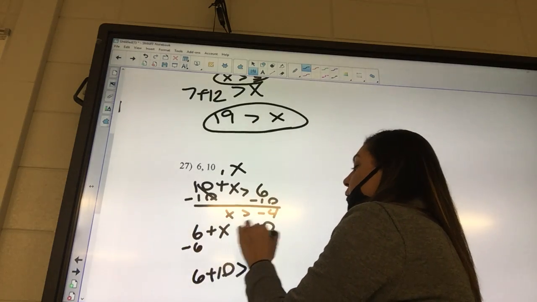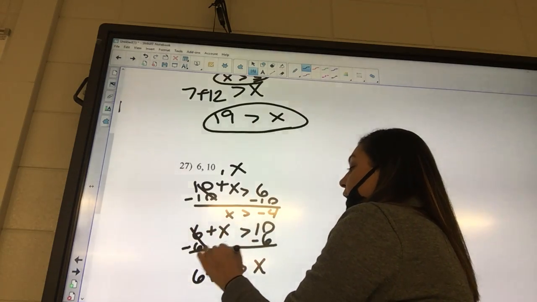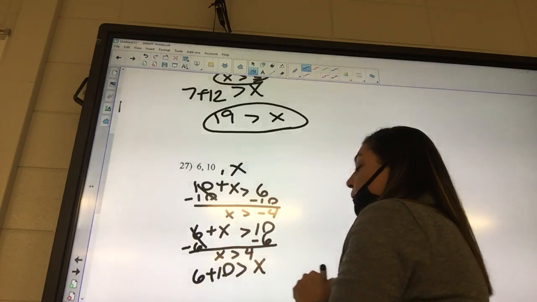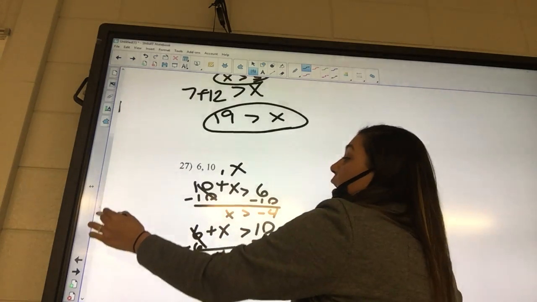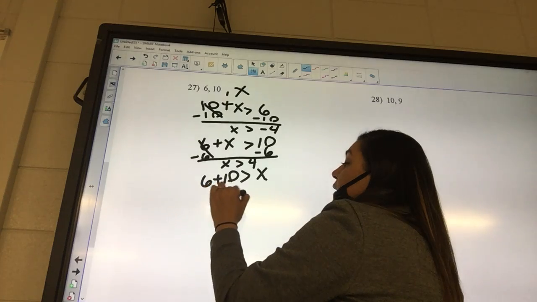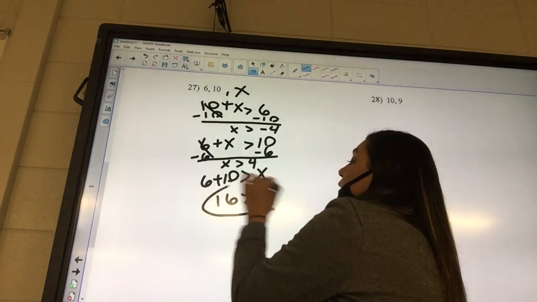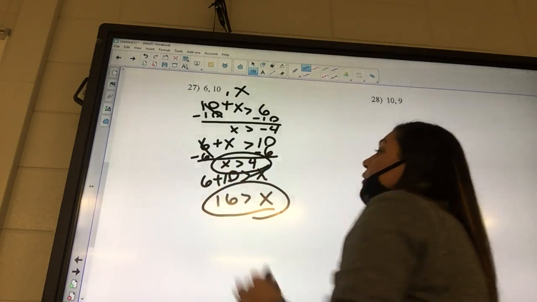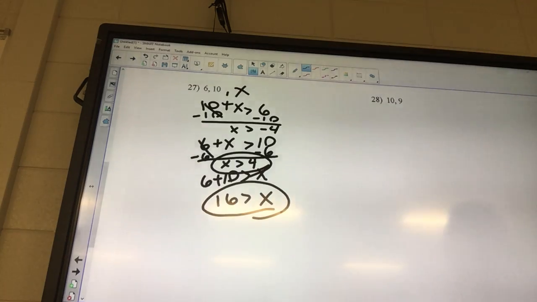Okay, and the second one, we got x is greater than 4. Does that one work out? Yep. And then down here, 10 plus 6, 16 is greater than x. And so we can circle our two ones that work, which is 4 and 16. And that's all she wrote.